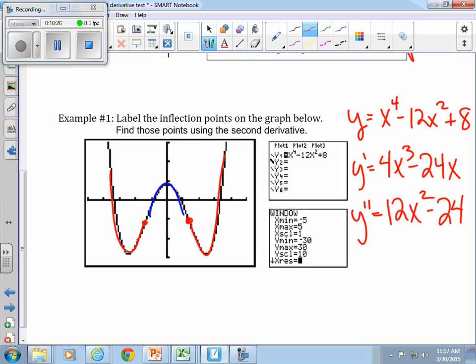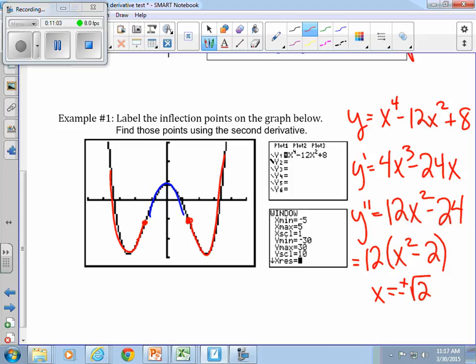I need to know when the second derivative is 0 or undefined. The math part of this, the algebra, should be almost identical to what you did last week with the first derivative. But now we're doing it with the second derivative. We're going to find the zeros, do a sign chart, all the fun stuff that we did last week. So I'm going to factor out a 12, and I get plus or minus the square root of 2. Everyone see how I got that?